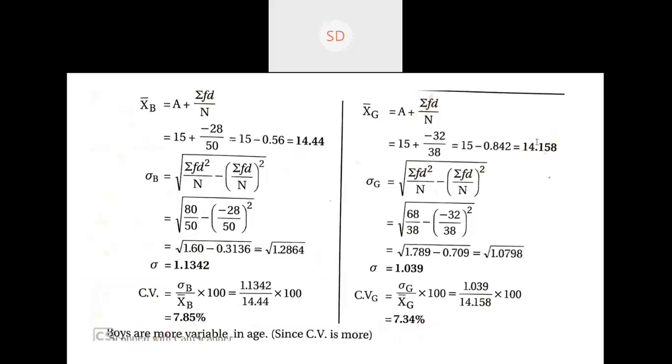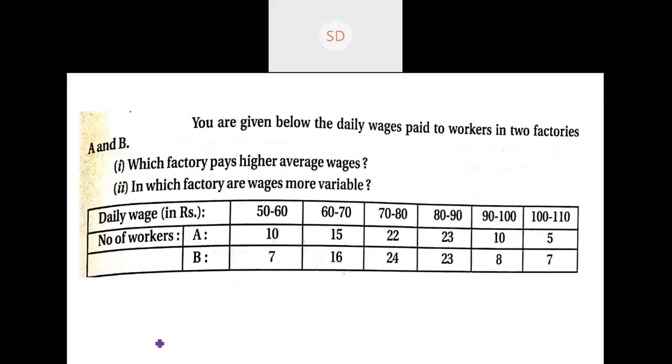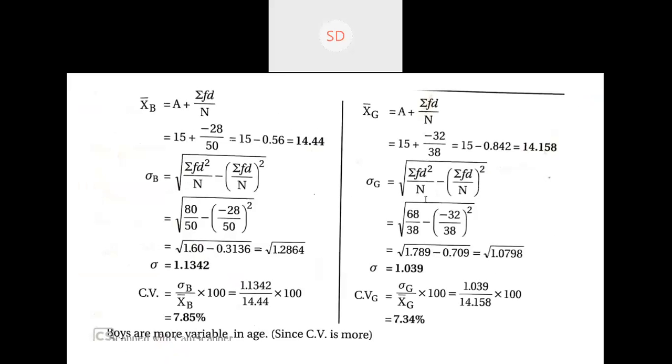So we will end the class here for today. We have a continuous series problem which we'll be solving in the next class. Probably next class we will be completing the problems of measures of dispersion and continue with skewness.